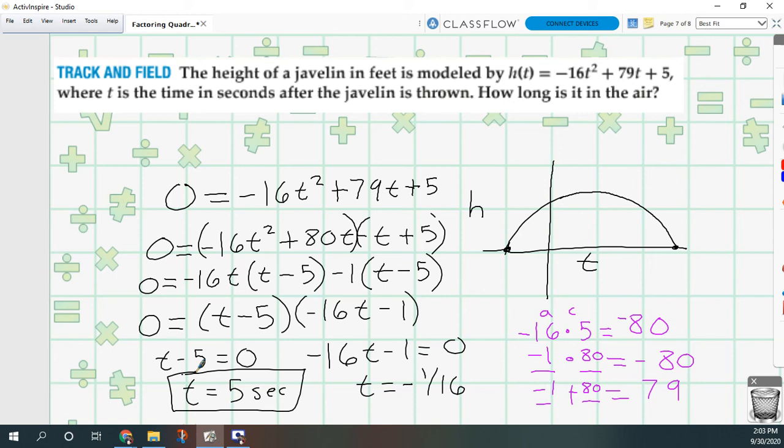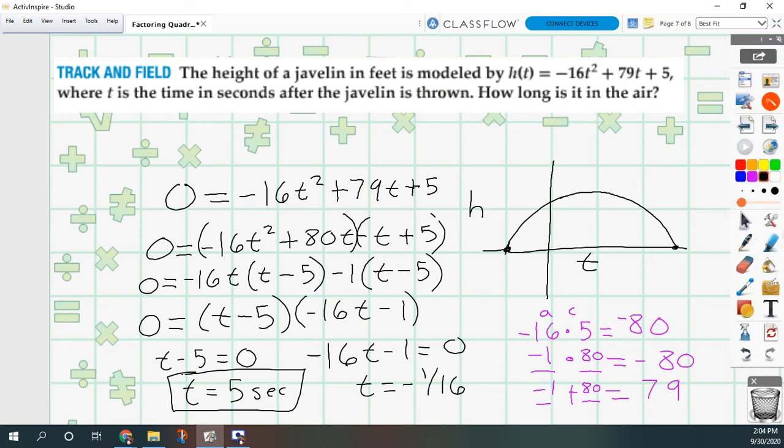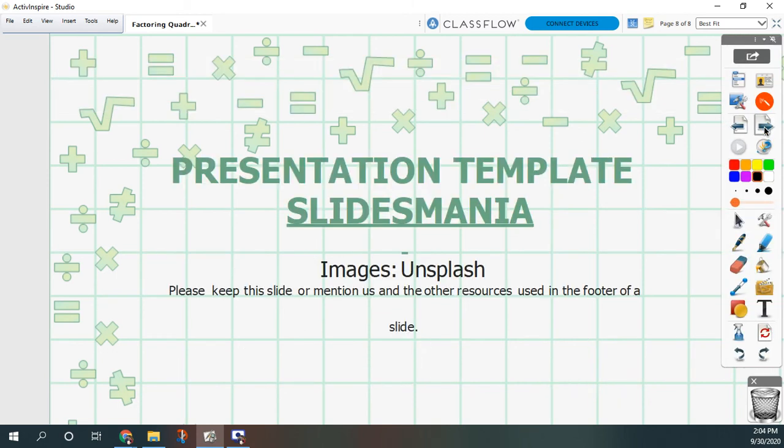And now this can be applied to any type of projectile motion. So whether we have a baseball or a football, or if we are able to do our project, we're going to be launching marshmallows. So this type of analysis would work for any type of projectile. We just happen to be doing javelins.